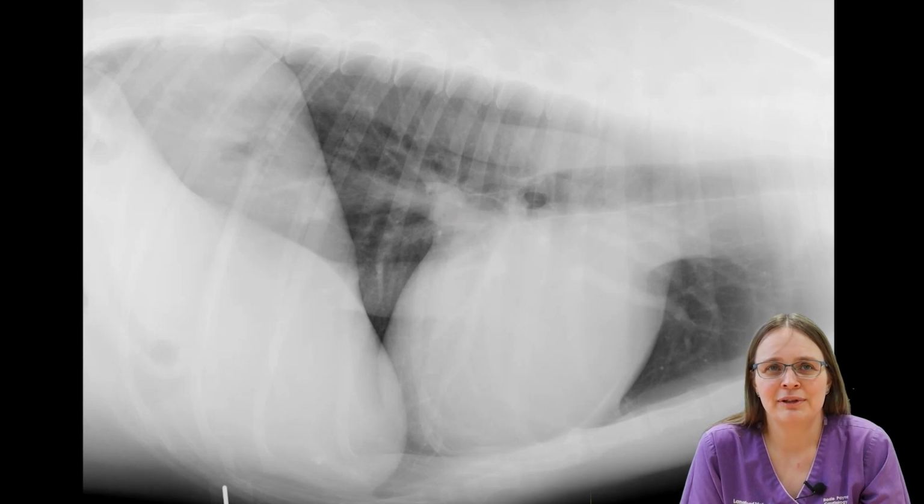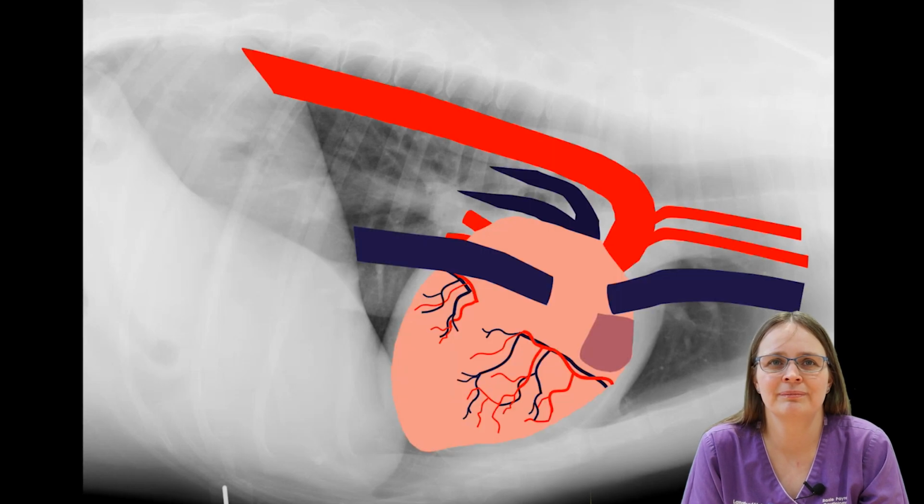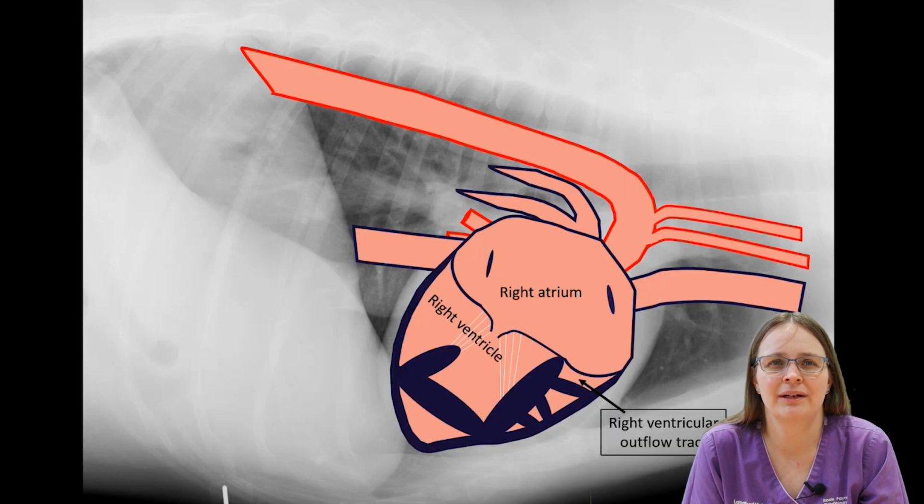This is a left lateral radiograph. So again, structures that we're going to see when we're looking at the right side of the chest. Again, we've covered that with the anatomy of what we're looking at. And then cut that down so that we can see the structures.